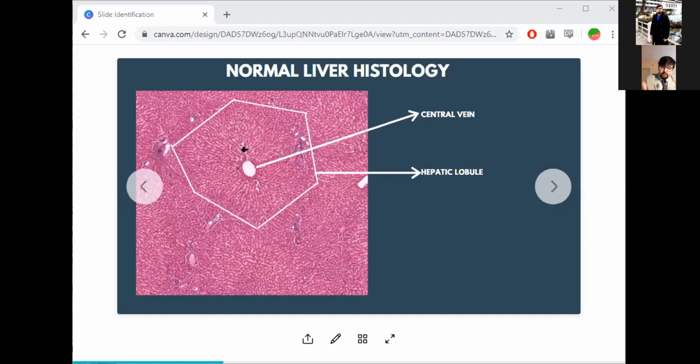First is your hepatic lobule. Second is your central vein, right? Third is your portal triad. And fourth is if these cells are arranged properly or not.